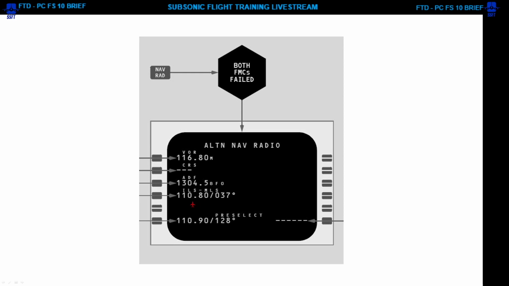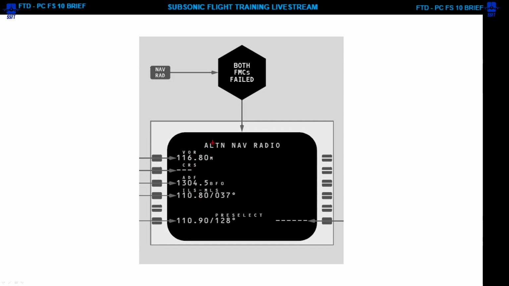And these may be in there automatically. Like if this was put in prior to the failure, then it would be put in there automatically. It would remember it. But if the ILS was not put in there, then you'd have to manually tune this frequency. There's no auto tuning anymore, remember, so you'd have to put 110.8/037 and line select it into the ILS line.